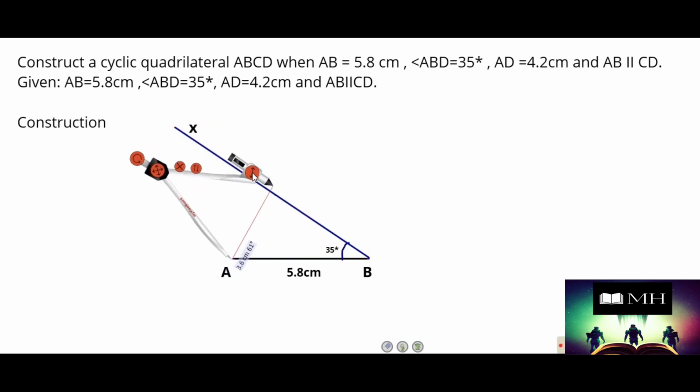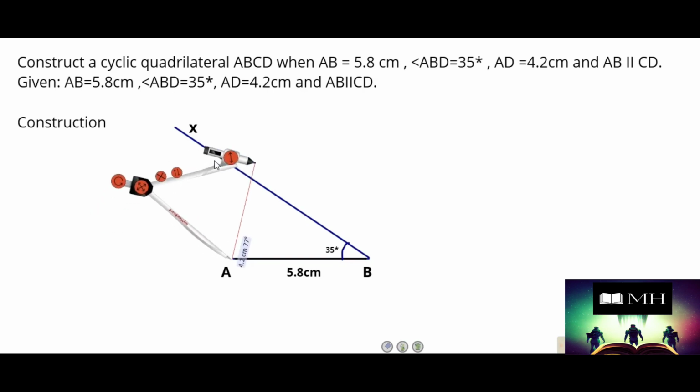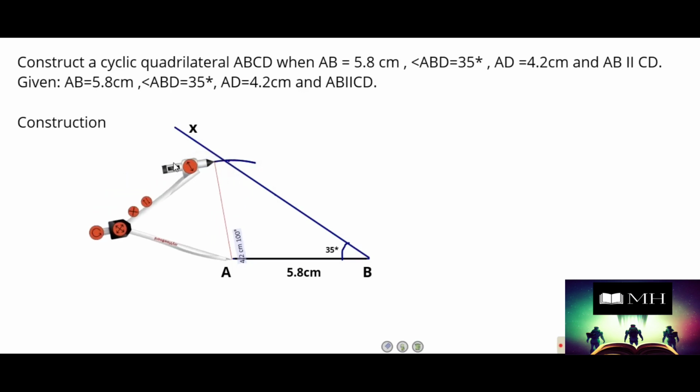With A as center and radius 4.2 cm, draw an arc intersecting the line BX that we drew just now, intersecting at D. Remember, the 4.2 cm arc on line BX.